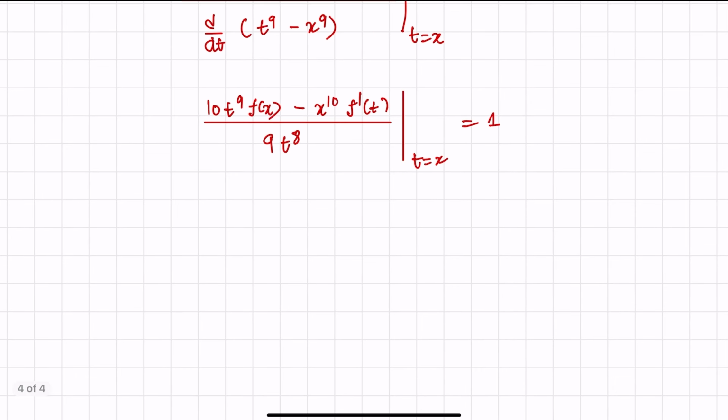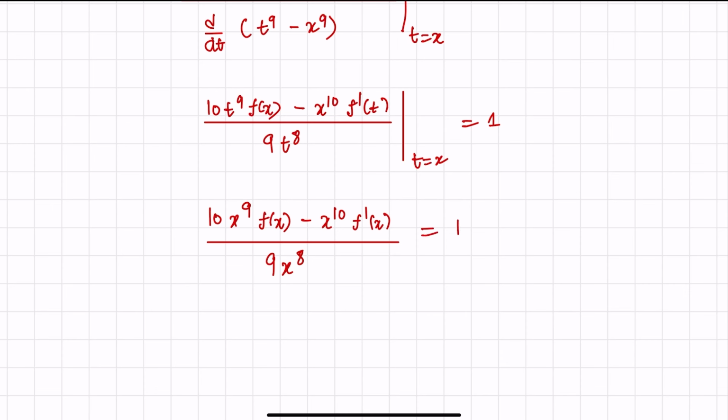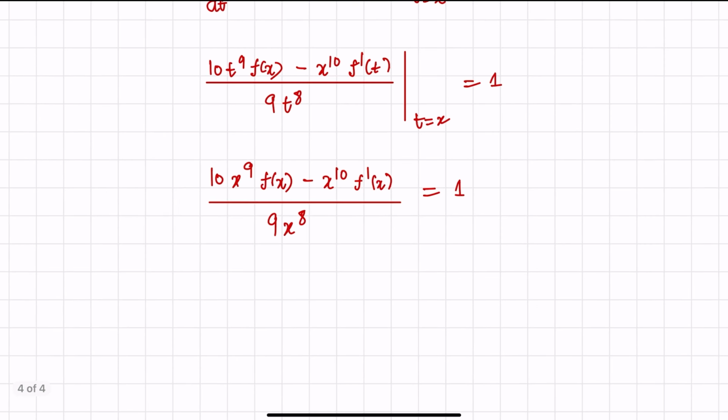You can now plug x in and get the differential equation. And this is 9 x to the power 8. That should be equal to 1. Now what you can do is manipulate it to look like a linear differential equation. One thing you can do is this is going to be 10 x f of x minus 10, and I'm just doing it fast, but you can do it as you like.